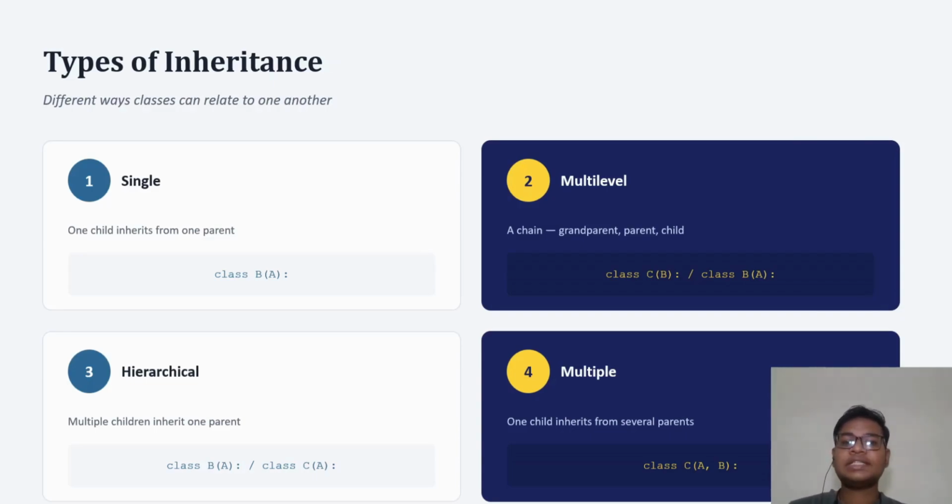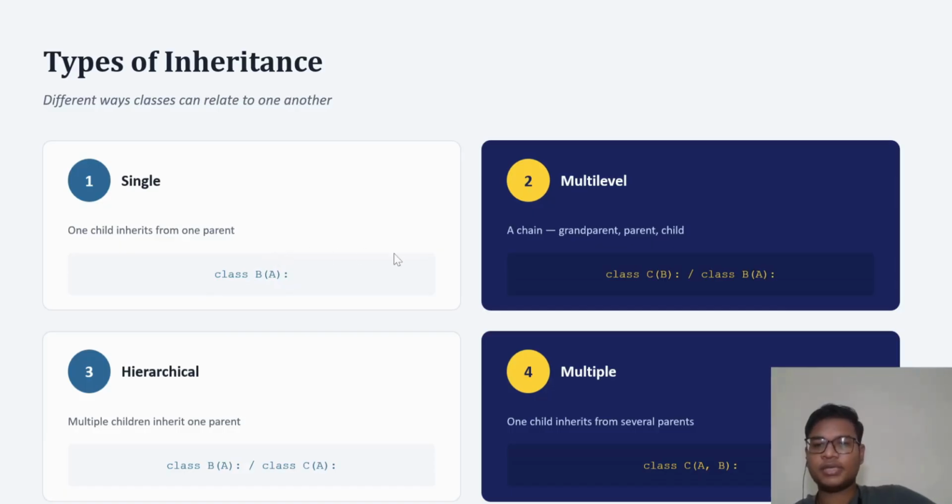Let's talk about the types of inheritance. What do you mean by the types of inheritance? Okay, so we have different ways classes can relate to one another. First of all, when we talk about the types of inheritance, our first thing is the single inheritance. What does it mean? One child inherits from one parent. Always remember, in single inheritance, only one child inherits from one parent.